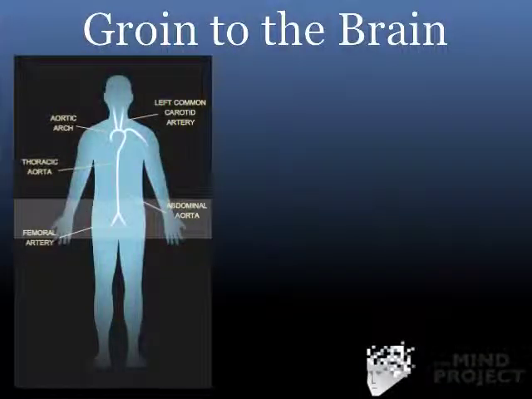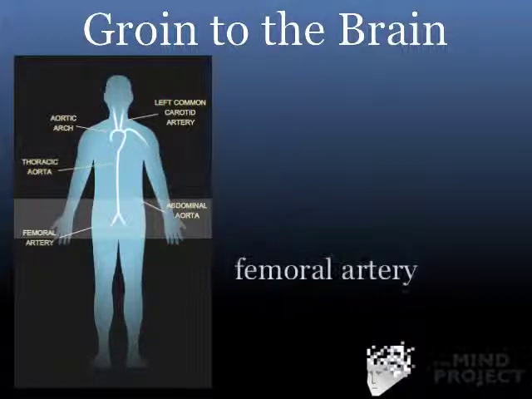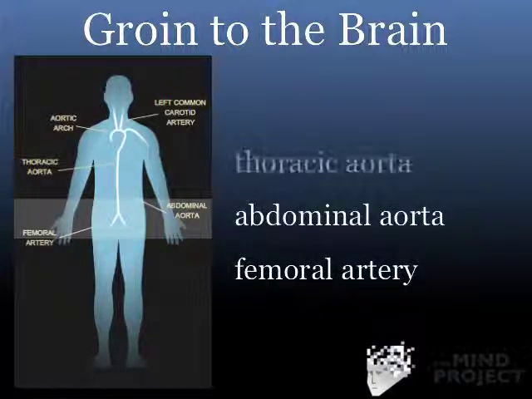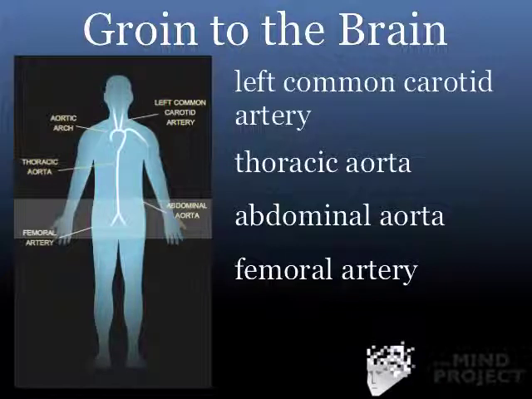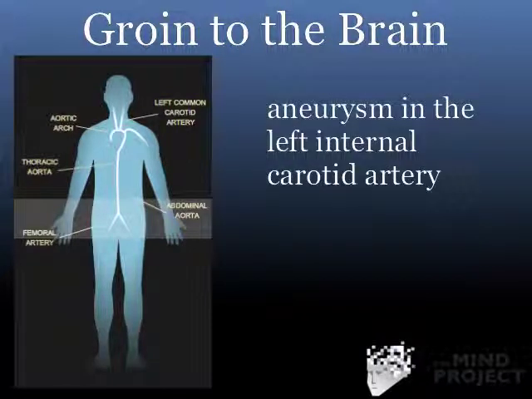The roadmap from the groin to the brain includes the following blood vessels: femoral artery to the abdominal aorta, to the thoracic aorta, to the left common carotid artery, where an aneurysm will be identified in the left internal carotid artery.